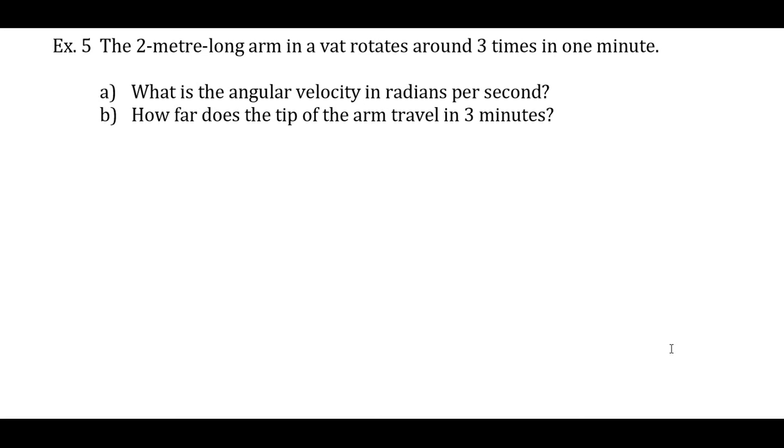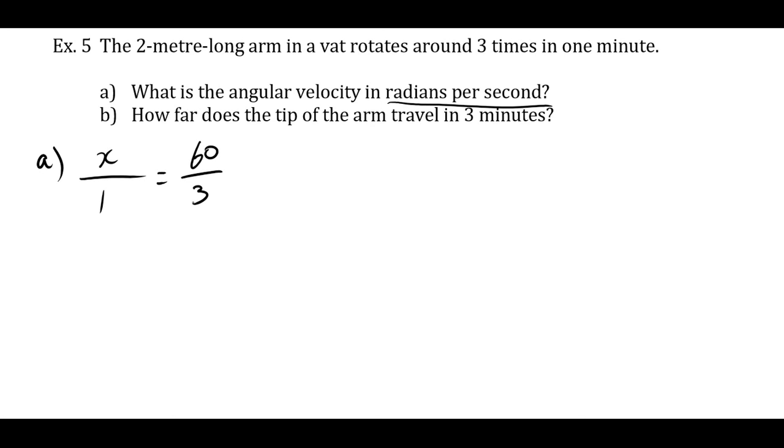So what we have here is a vat. That's like a big tank. And it has a 2-meter long arm that's rotating and stirring whatever chemical is in the tank. And that arm rotates around 3 times in 1 minute. So because this is asking for radians per second, what I want to find out is how many seconds it takes to go around once if it takes 60 seconds to go around 3 times.